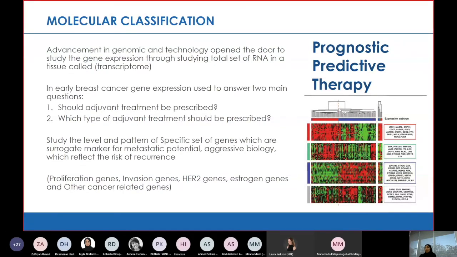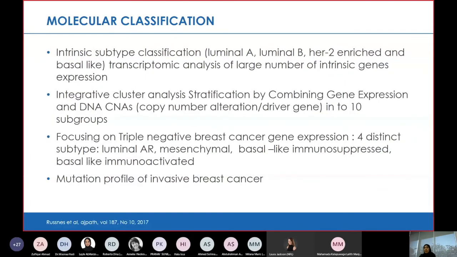But this also helped to define the intrinsic molecular subtypes that all of us have heard of: luminal A, luminal B, HER2 enriched, and basal-like. They also went further, looking into something we call DNA copy number alteration, which basically identifies the driver gene. So what is the driver gene behind breast cancer? They found that it could be loss of a tumor suppressor gene or gain of various oncogenes.